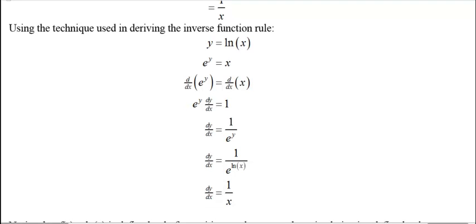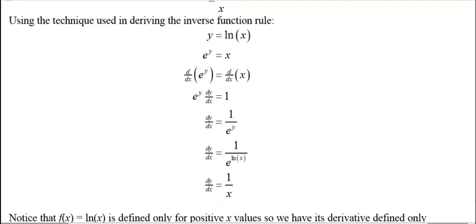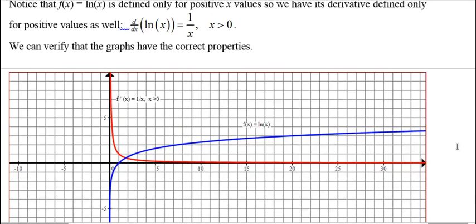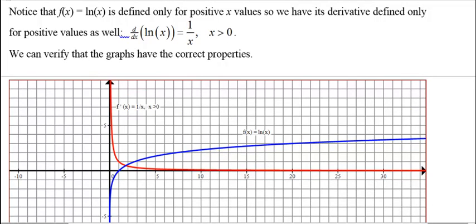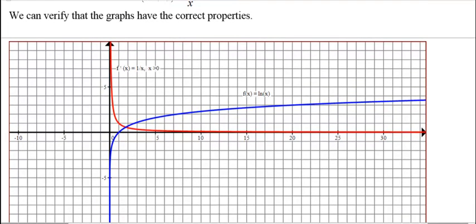Now let's see if this makes sense. First of all, we need to put a restriction on here. Because 1 over x is defined for all real numbers except 0, but ln of x is only defined for positives. So we need that restriction for this to be true. The derivative d/dx of ln of x is 1 over x for only positive x. Let's take a look at the graph and see if this makes sense.